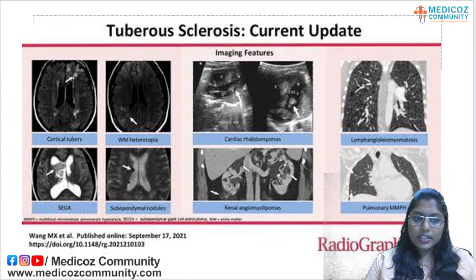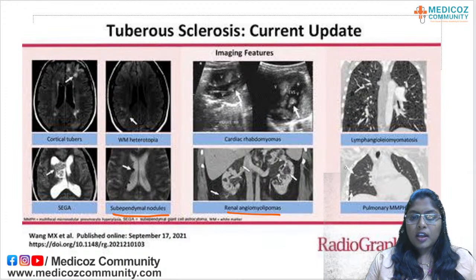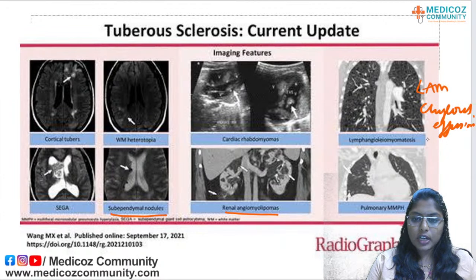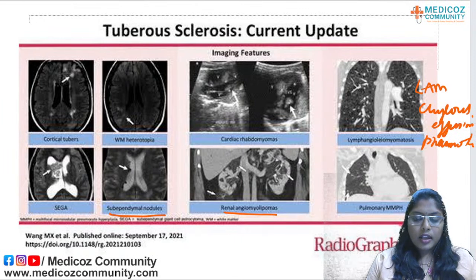So, the brain is involved, with the most characteristic findings being subependymal nodules, white matter heterotopia, cortical tubers, and SEGA, subependymal giant cell astrocytoma. In the kidney and heart, there are cardiac rhabdomyomas and renal angiomyolipomas. And in the lungs, lymphangioleiomyomatosis, called LAM: thin-walled cysts separated by normal parenchyma surrounding them. They are associated with chylous effusion and pneumothorax. So, these are the conditions which come under tuberous sclerosis.